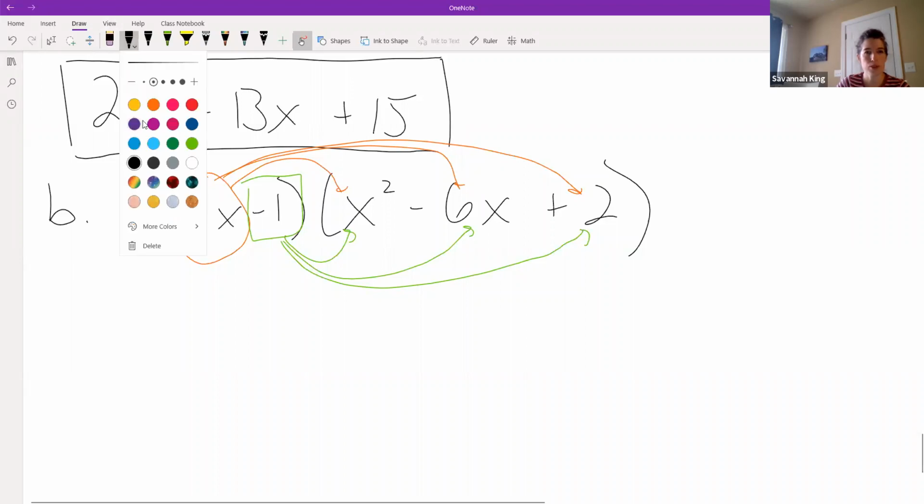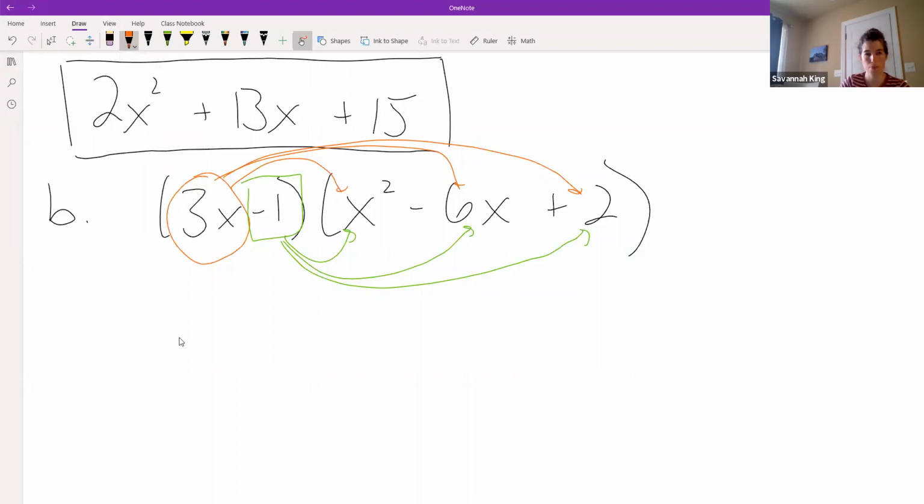Okay, so I'm going to stick with the color coding here while I can. So 3x is going to be multiplied to three pieces.